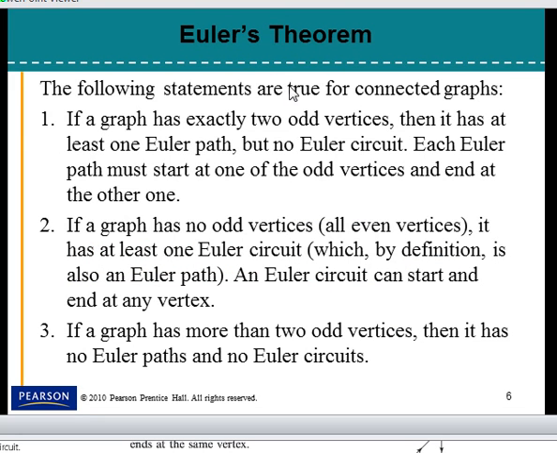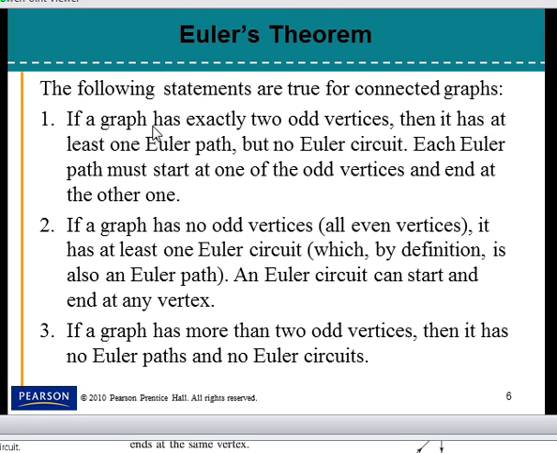The following statement, this is Euler's theorem. The following statements are true for connected graphs. So these are connected graphs. You don't have two separate parts of one graph when they're connected. When they're connected, there's a path that you can go from any vertex to any other vertex.